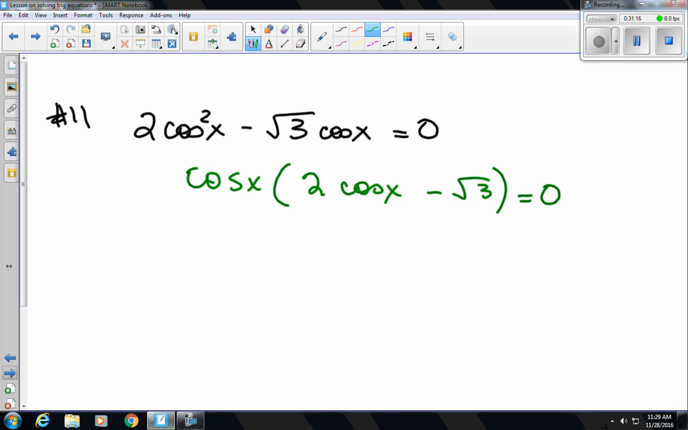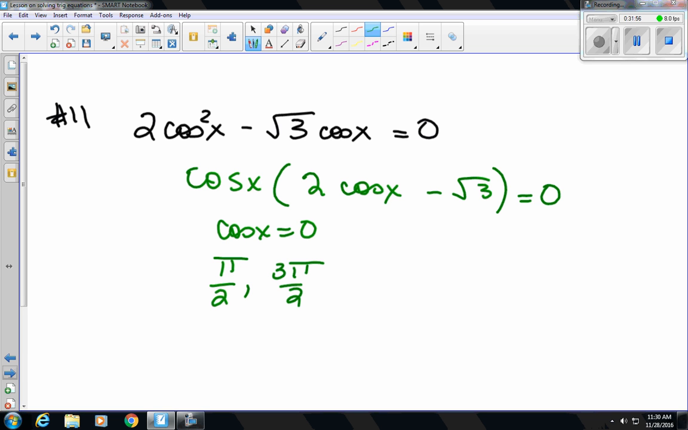Okay, so now what? So each part equals 0. So I've got cosine of x equals 0. All right, well, where does that happen? I'm sorry, this is a monomial. Cosine of x is a monomial, one term. This is a binomial, two terms. Okay, each part. Pi over 2 and 3 pi over 2.